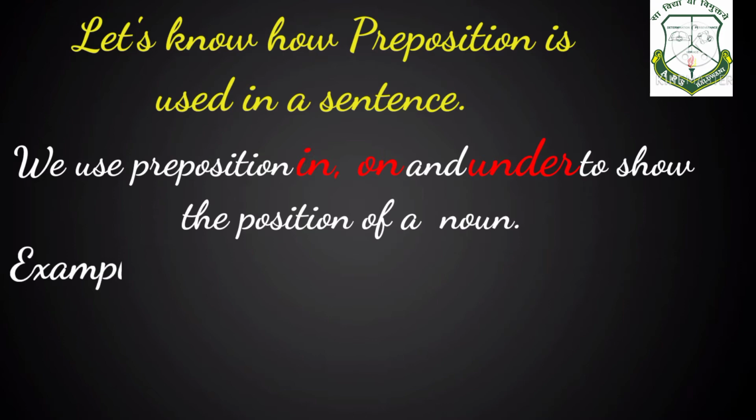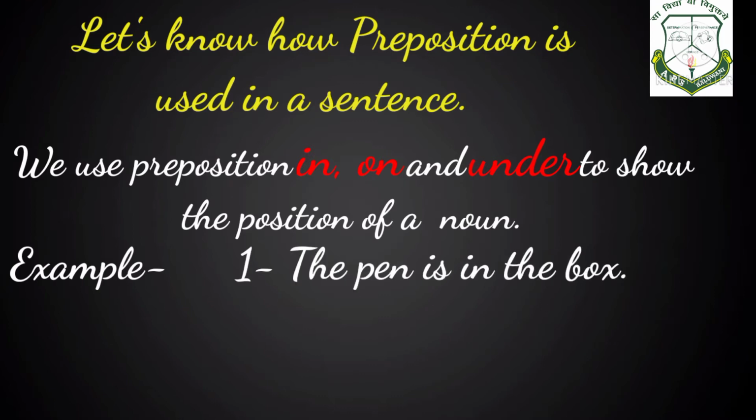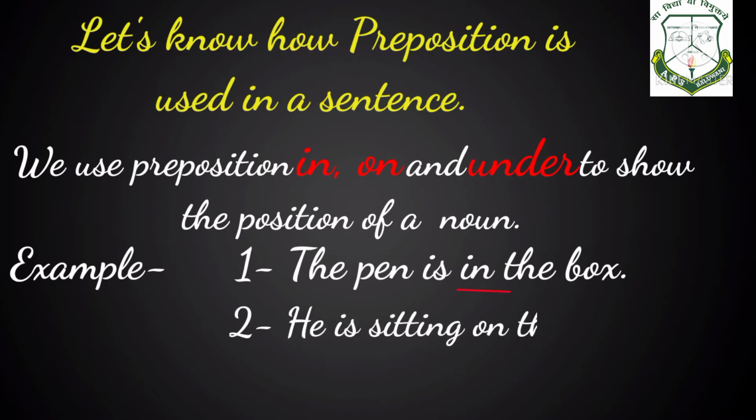For example, the pen is in the box. Here, the word in shows the position of a noun. And the next sentence is, he is sitting on the chair. Again, here the preposition on tells the position of a noun.